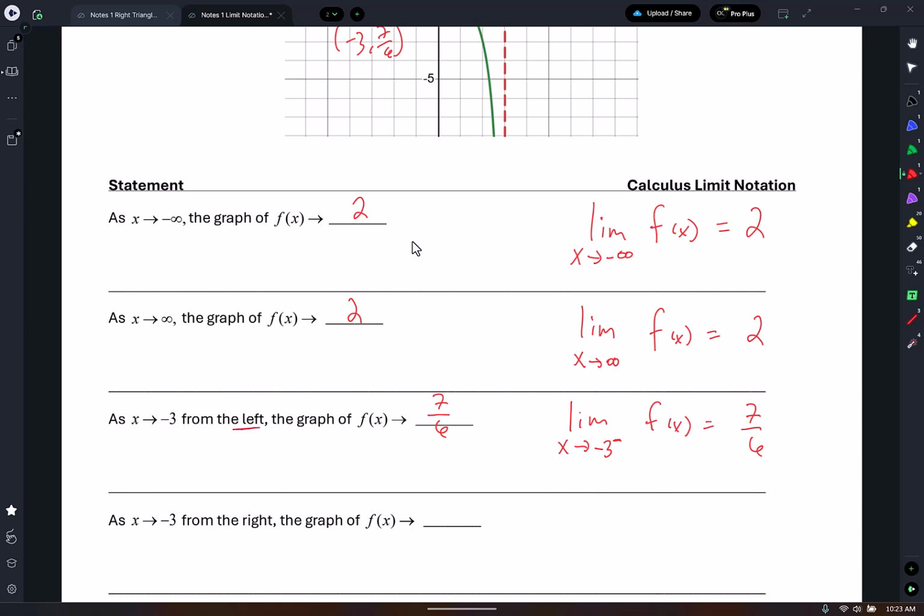Anytime it says from the left, that's where you're putting that minus or plus sign in the upper right-hand corner. Did I hear it right or no? Did I answer your question?